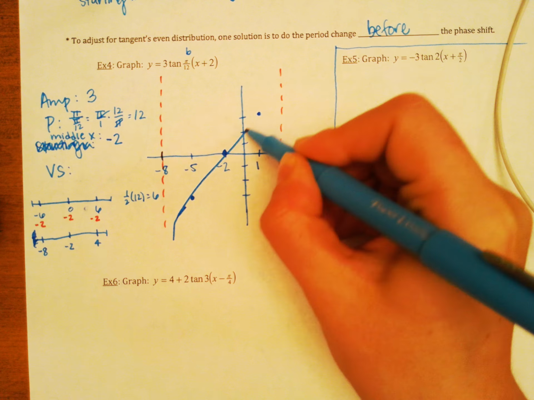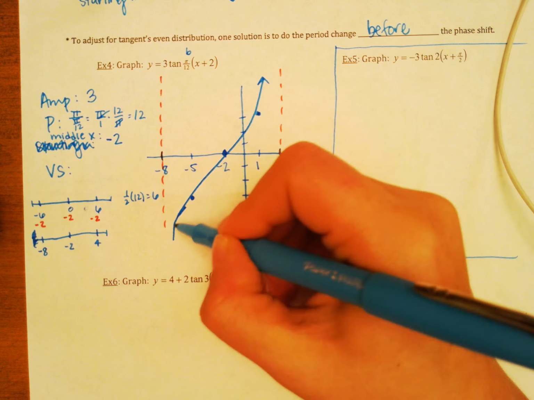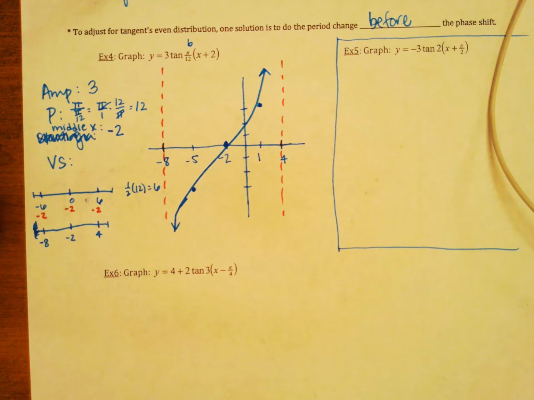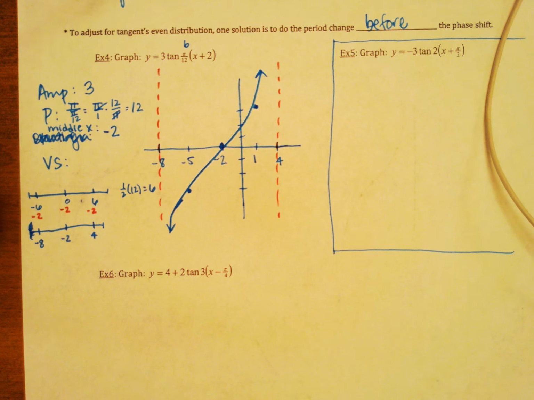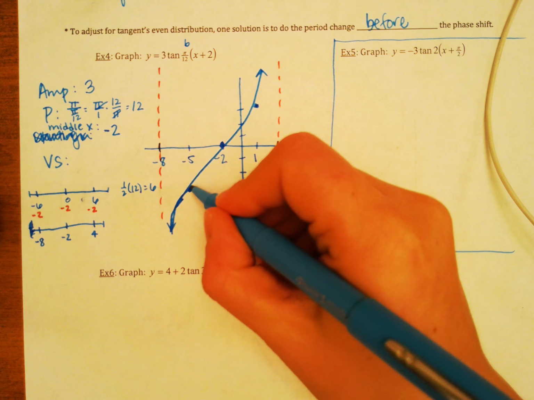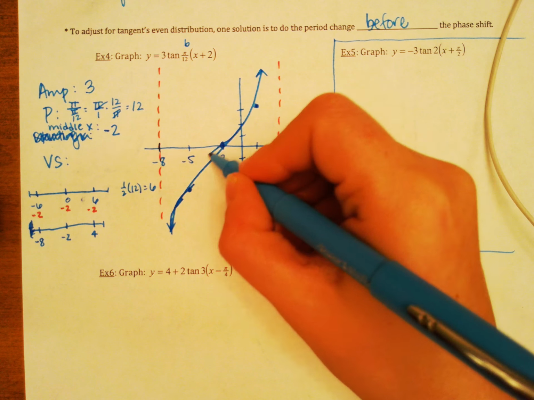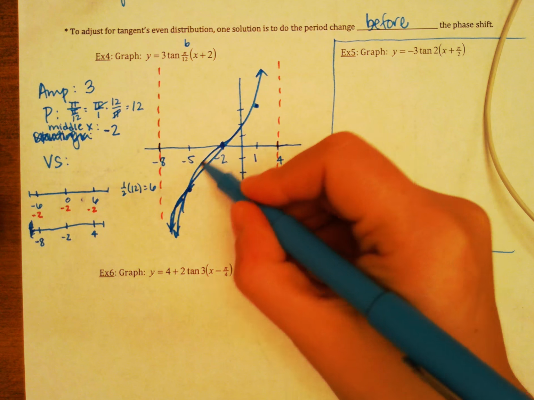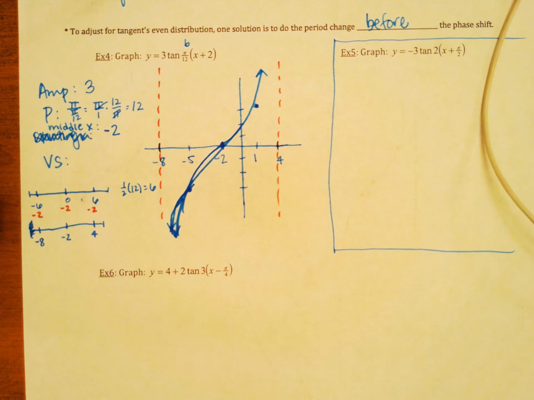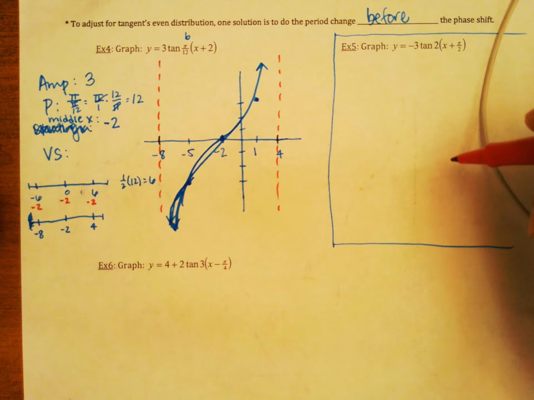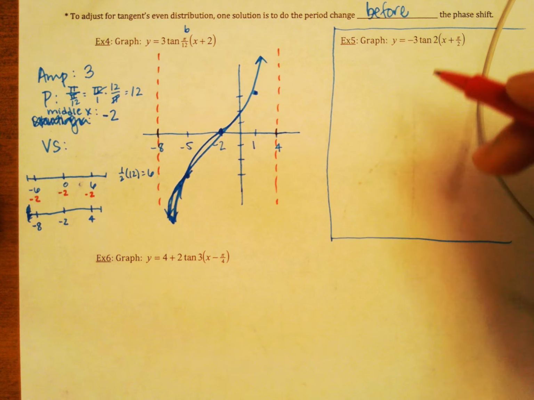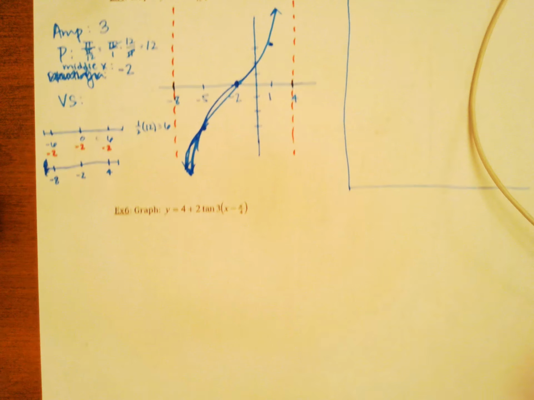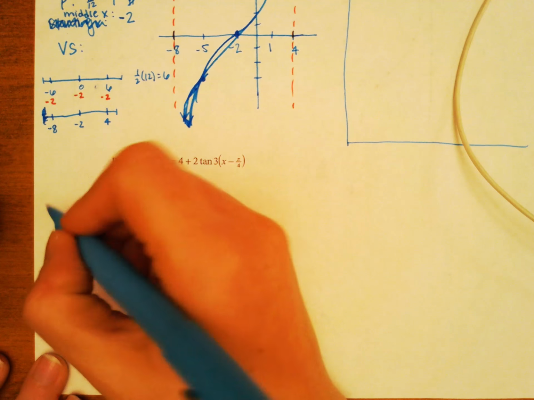Oops. Missed my value a little. So there's our kind of S shape. It's not the best tangent function I've ever drawn, but that's a little bit better. It'll do. Okay, so I'm going to skip example 5 because that's less complicated than this one, and I want to get to that one, and it's already long.